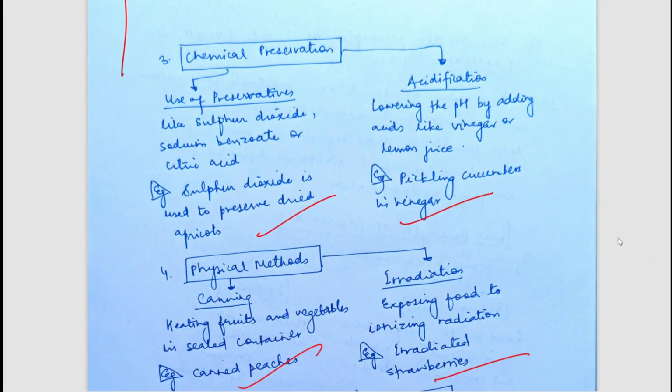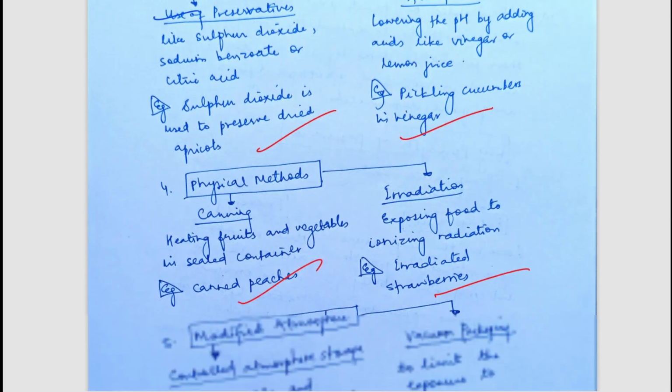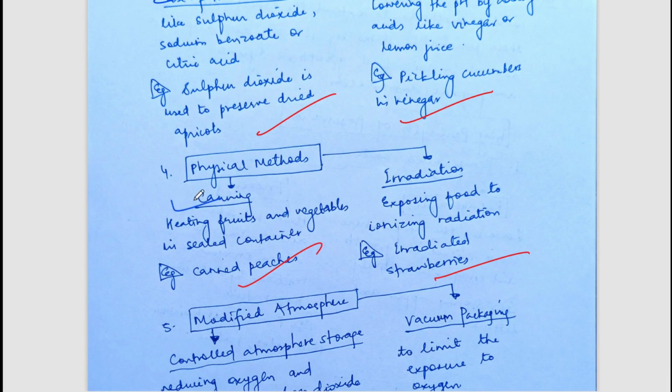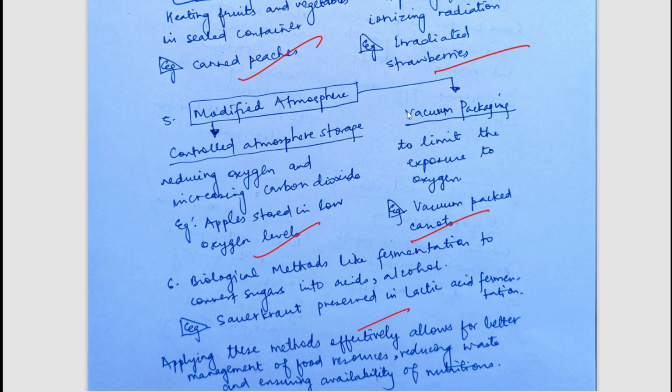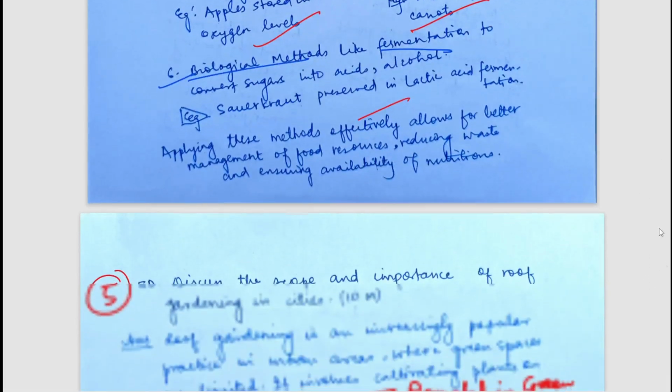Chemical preservation, that is the use of preservatives and acidification, can also be done. Physical methods include canning, irradiation, and modifying the atmosphere, for example vacuum packing and controlled atmospheric storage. Biological methods such as fermentation can be used. So, a very well written answer, and all the aspects have been nicely covered. Now let's move to the next question.